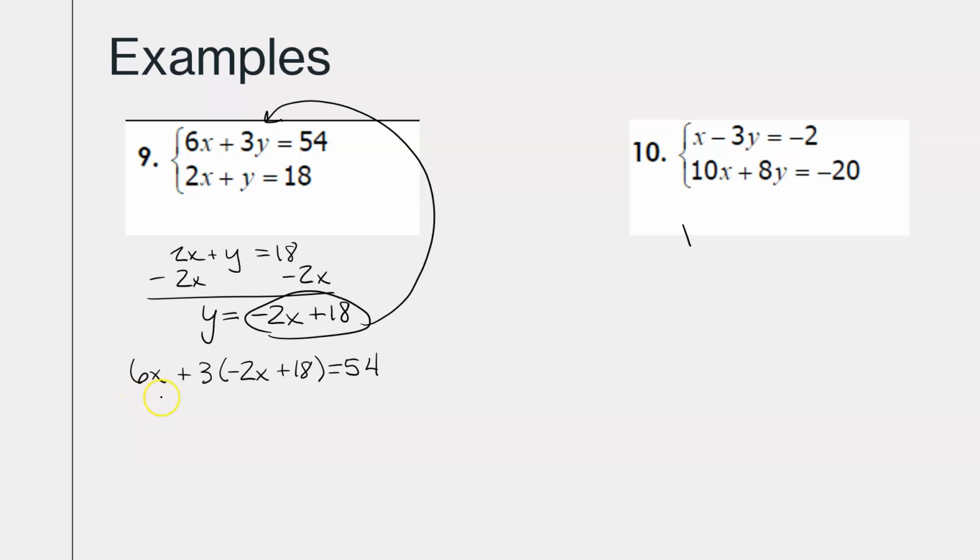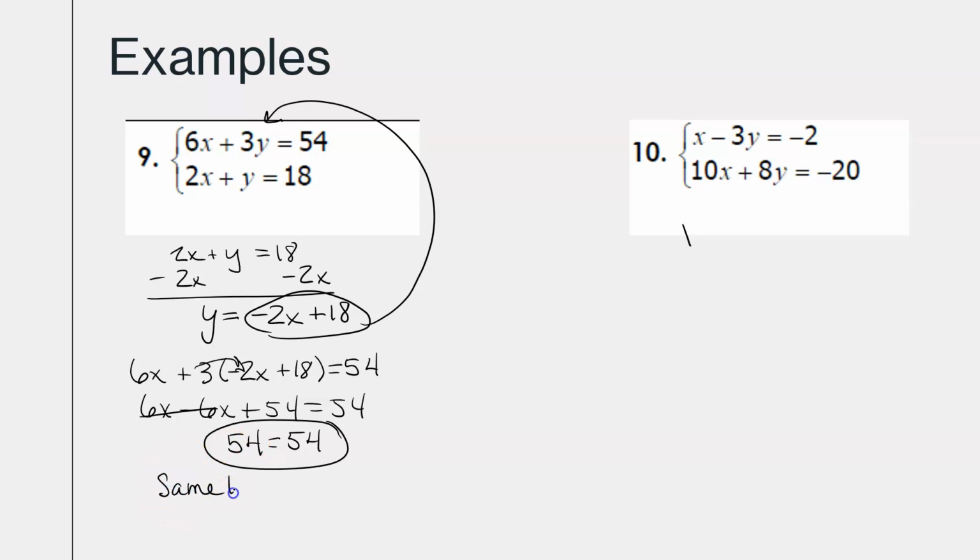Okay, so I have 6x, and then I'm going to distribute, so I have minus 6x plus 54 equals 54. So when I cancel these out, lo and behold, my variables are gone, and I have the same number on each side of the equal sign. They're equal. So when you see that situation happen, this is the same line. So you have infinite solutions. Anything will work. All right, let's try number 10.